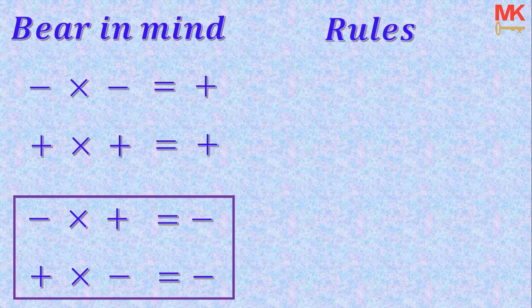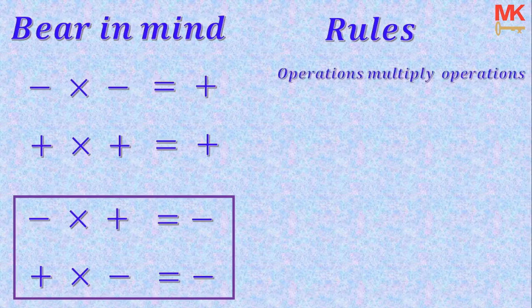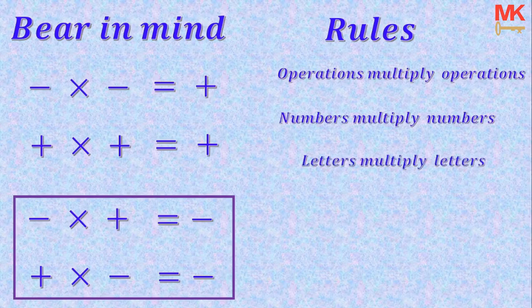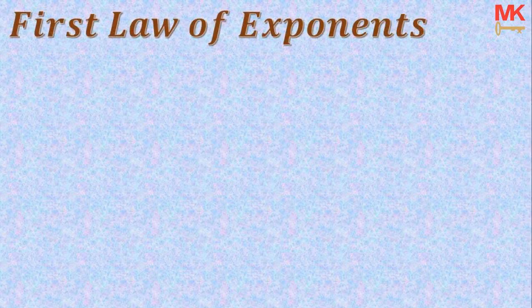When multiplying algebraic terms, like terms, the operations must multiply operations. Then the numbers will multiply numbers and the letters will multiply letters. There is what is called the laws of exponents. In this video, I'm going to show you the first law of exponents. Now, this law states that when numbers or letters are multiplied repeatedly, we'll take one of the bases, add up the entire exponents, and assign the sum to that base.